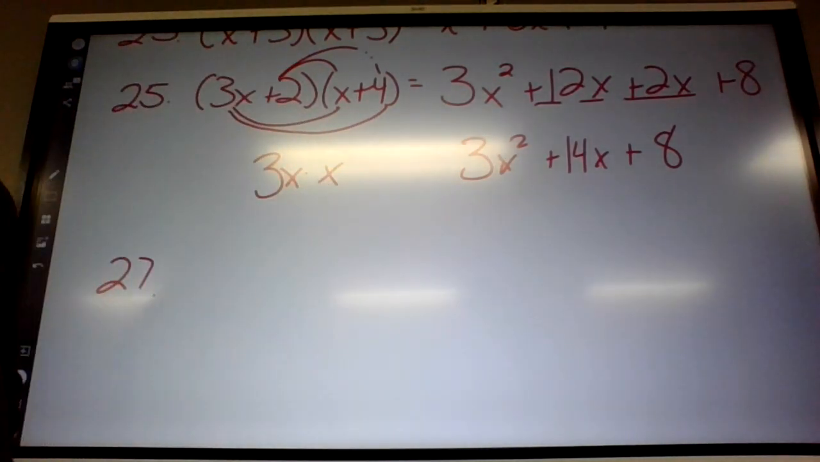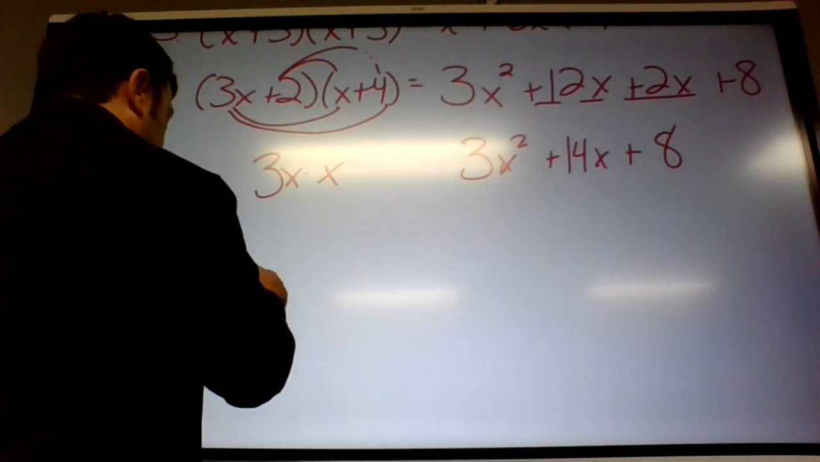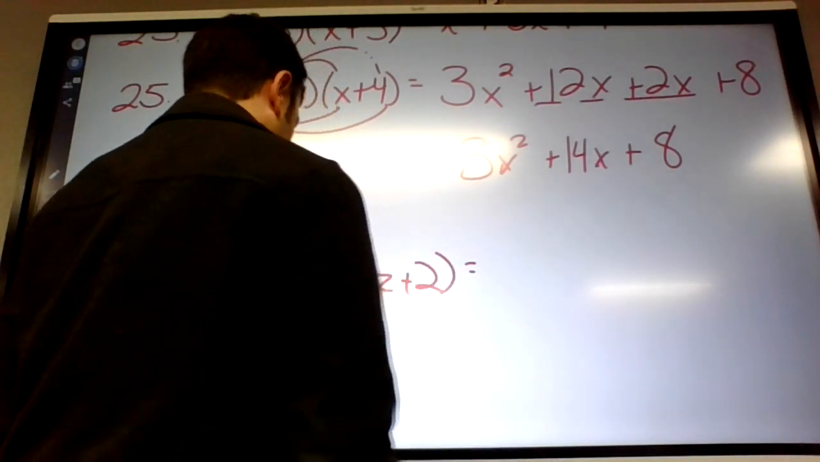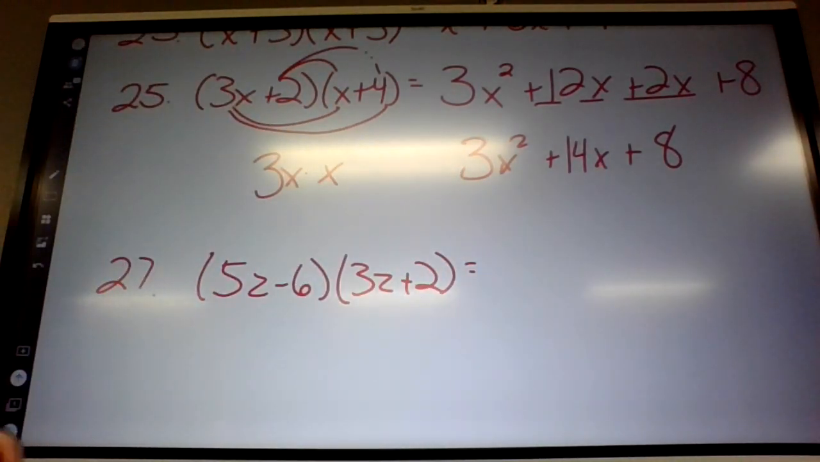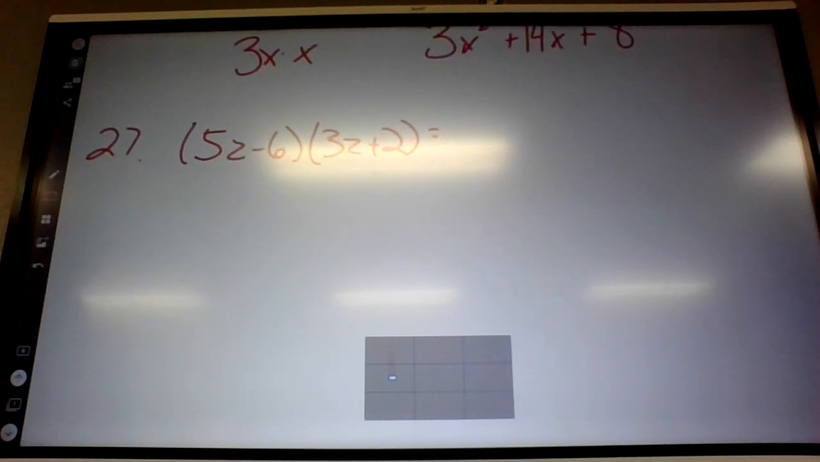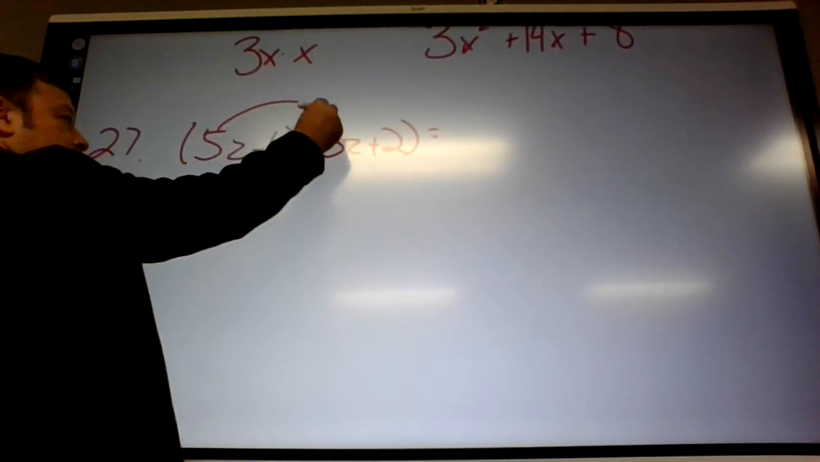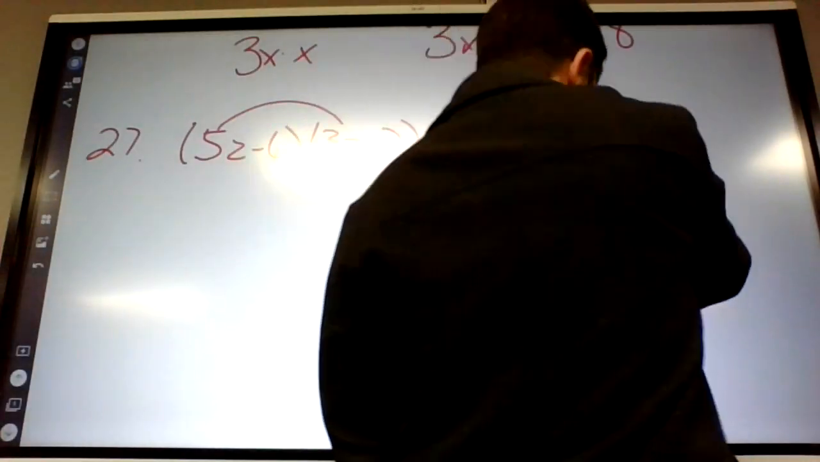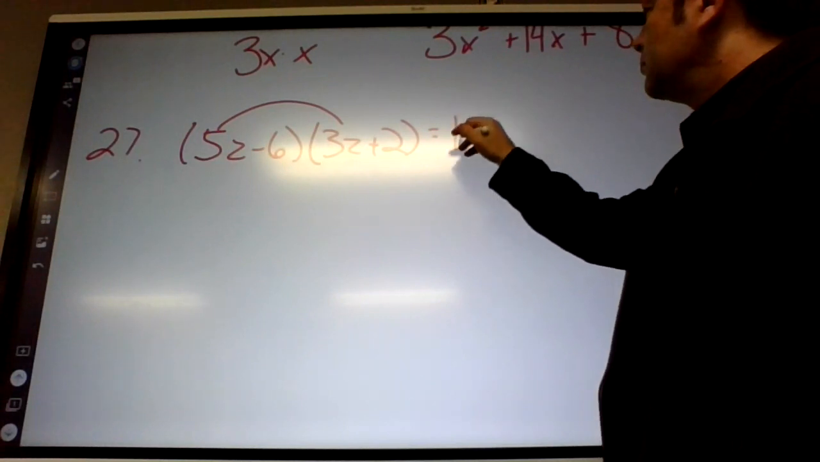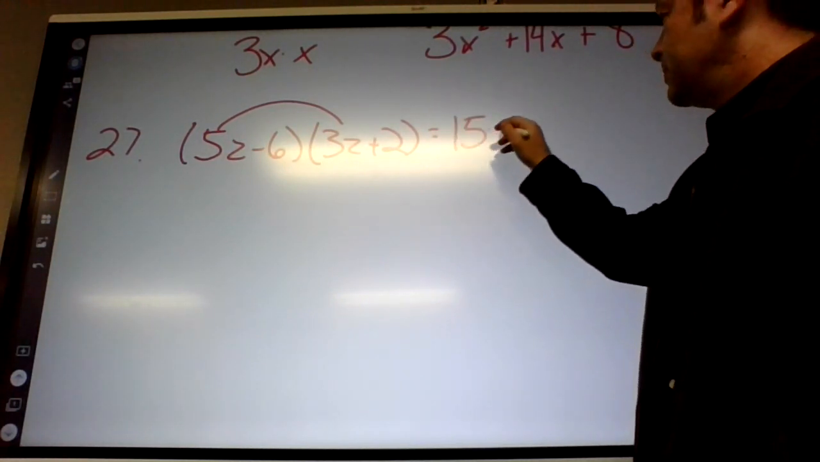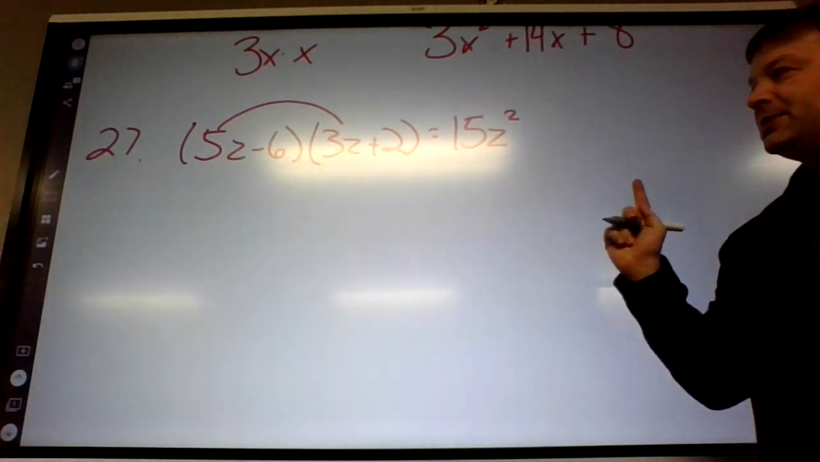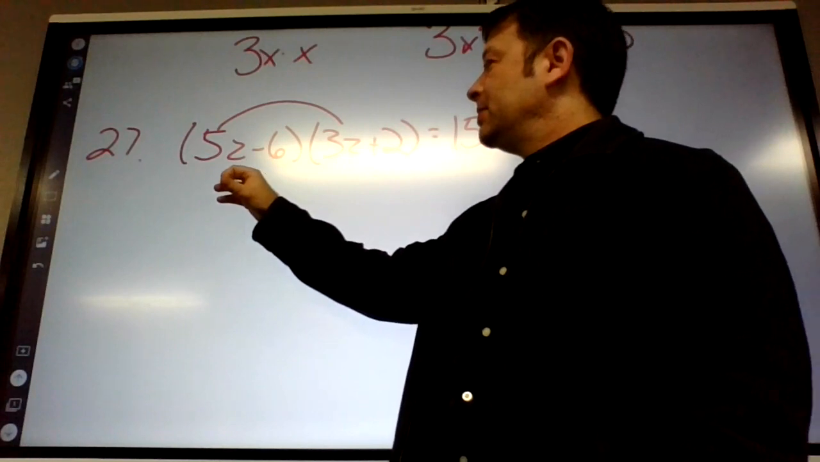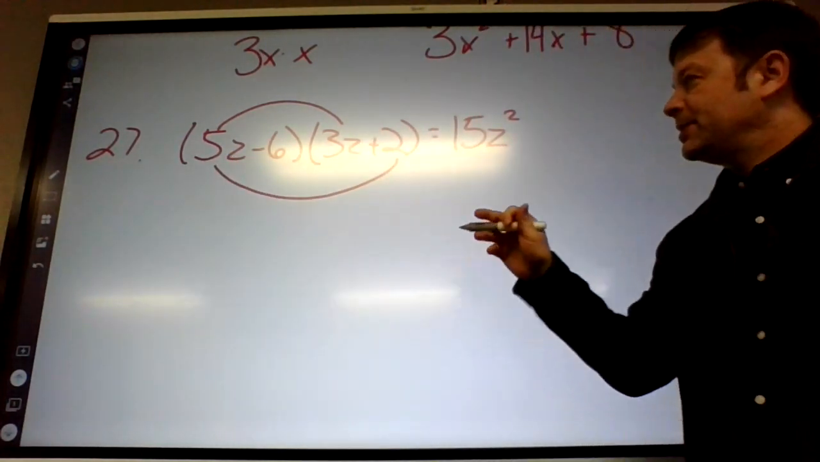So 5z minus 6, 3z plus 2. Okay, AJ, what would the first be? 5z. Yeah, 5 times 3 is 15, z times z is z squared, yep. Okay, you know what comes next? 10z. Right, outside, 5z times 2 is 10z.